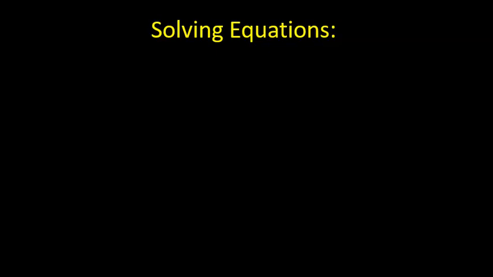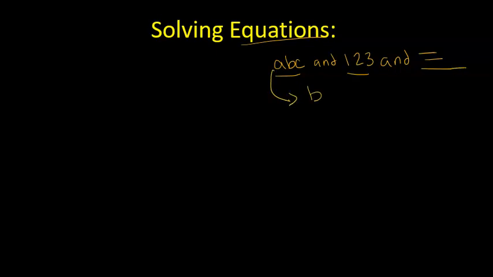So basically, an equation is a math problem, right? But it's going to have letters in it, like alphabets, and it's going to have numbers in it, and it's going to have an equal sign, right? It's going to have all three of these. And what we're doing is trying to balance it.